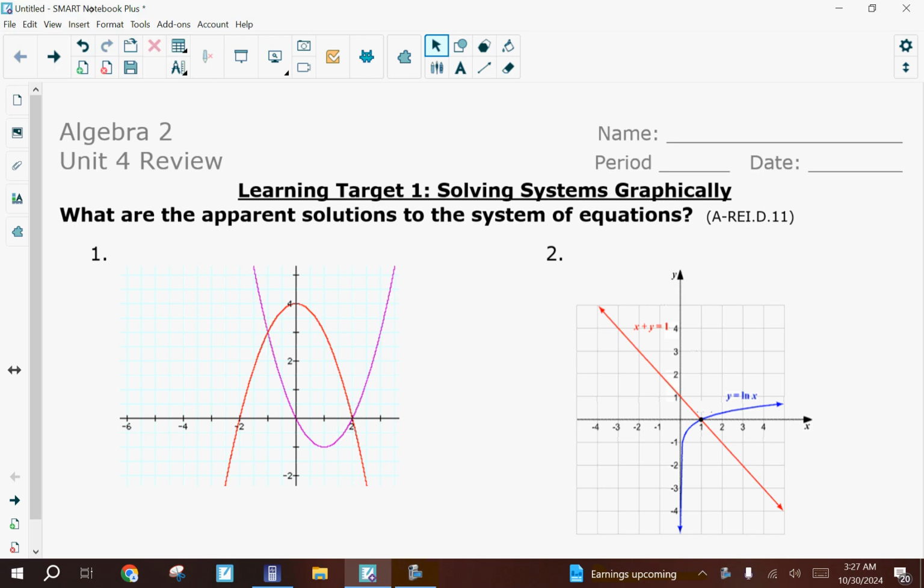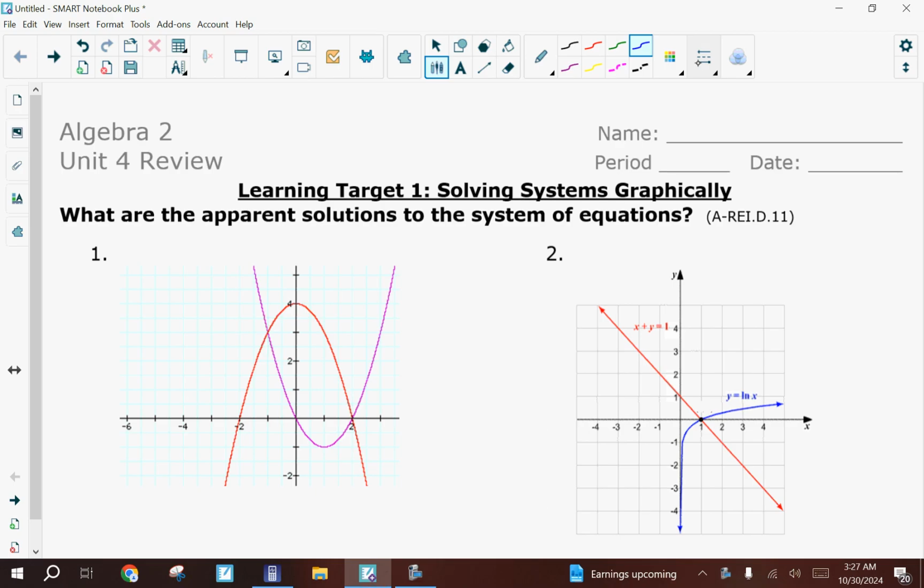Okay, so for this review, we're going to be solving systems a few different ways. The first section is about solving it using graphs. The first couple of questions, they already have the graphs done for us. So it says, what are the apparent solutions to the system of equations? Now, when they talk about the apparent solutions, they're just saying, basically, estimate where the answers are.